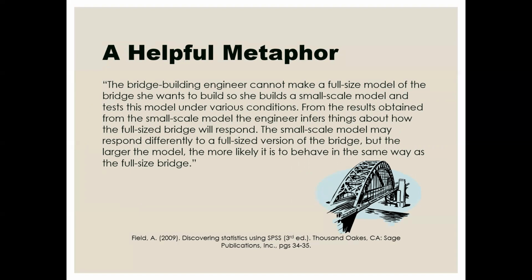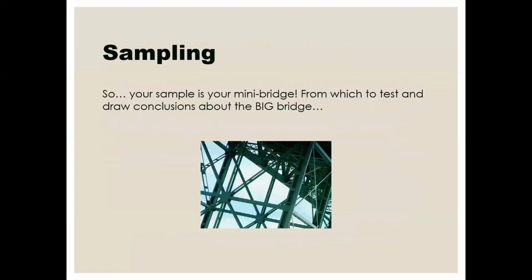So if you're building a bridge, you can't make the full bridge. So you're going to make a smaller model of the bridge, and then you're going to extrapolate the values of that tiny model into the full-size bridge. It's the same thing with sampling: you're going to use your sample as your mini bridge, carefully draw it from your population so that it is representative, and then apply the results from the sample back to the population. That's kind of how we do it.